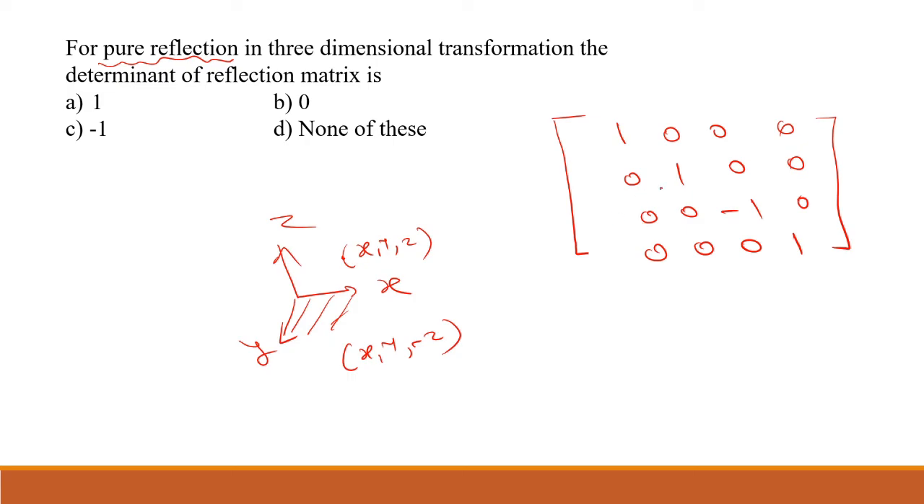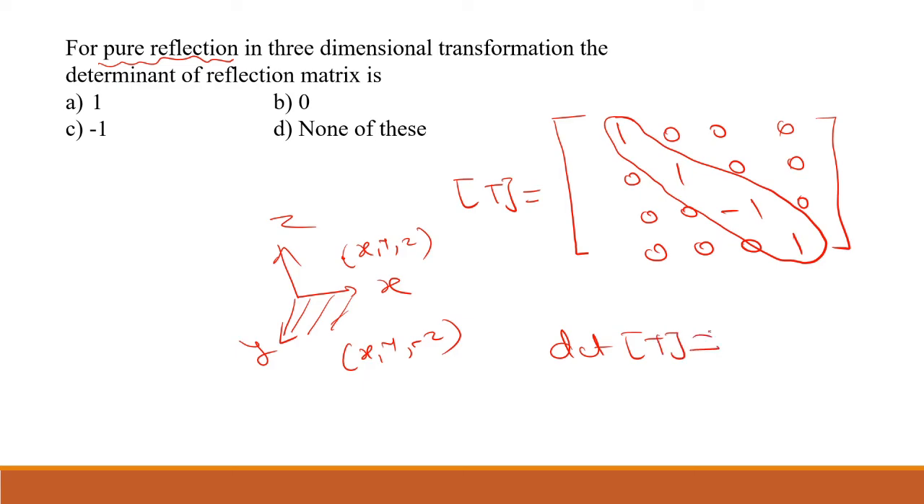Okay, so this matrix gives the reflection. This is a reflection across XY plane. Okay, so this is a pure reflection matrix. Now what we have to do is find out its determinant. Obviously this is a diagonal matrix, and to find the determinant you just have to multiply all the diagonal elements. So what will be its product? Therefore the determinant of T will be equal to 1 into 1 into -1 into 1, so that will be equal to -1. Okay, so in this way you can eliminate other options, and option C will be the correct one.